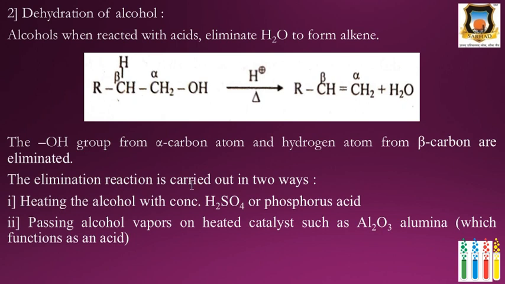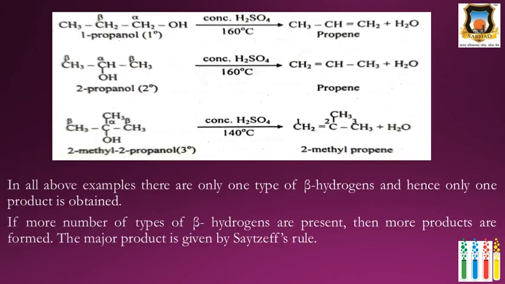The elimination reaction is carried out in two ways. First, heating the alcohol with concentrated H2SO4 or phosphoric acid. And second, by passing alcohol vapors over heated catalysts such as aluminum oxide or alumina, which functions as an acid. Therefore, in dehydration of alcohol, OH from alpha carbon and hydrogen from beta carbon are eliminated and we get an alkene as a product.